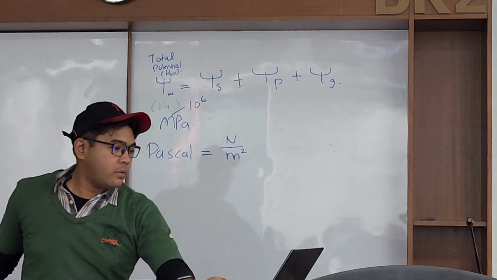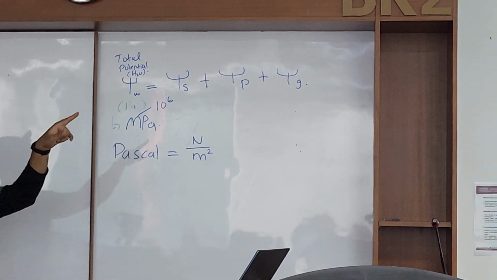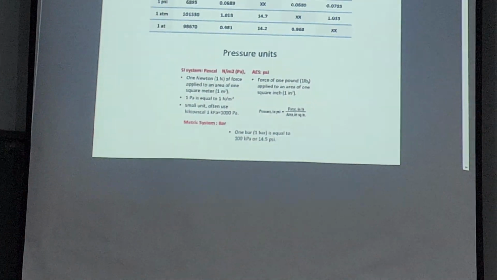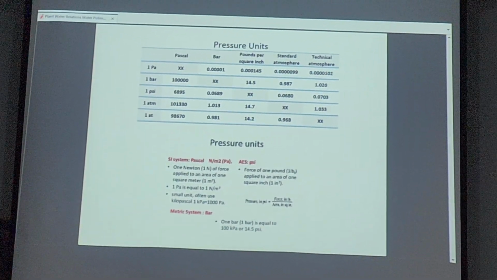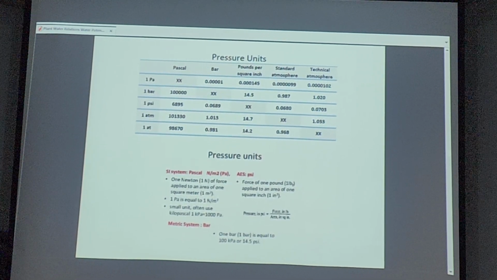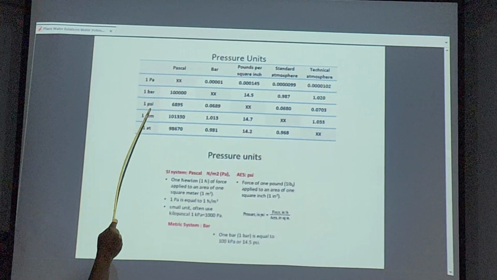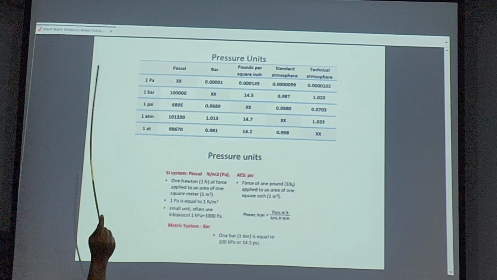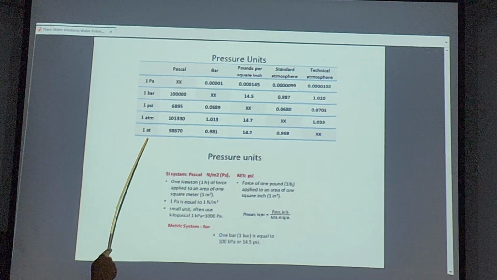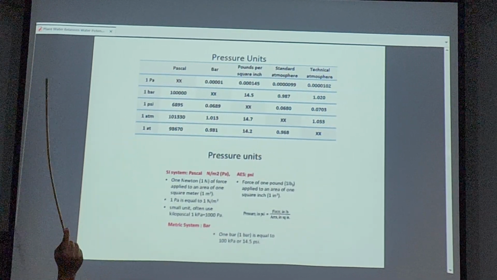So I keep on pressing on that, right? To help you with that, I put a little unit conversion table here. For example, when it comes to pressure, there are a number of units that you can use: Pascal, bar, psi, atmospheric pressure, and this is atomic.